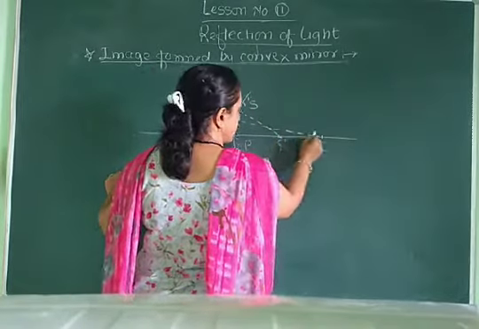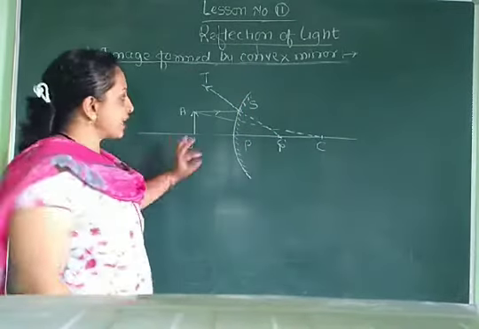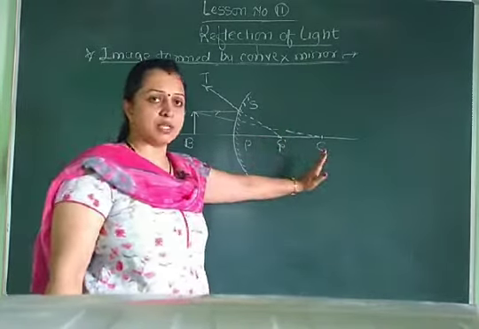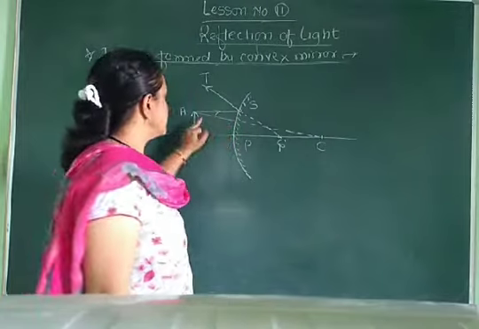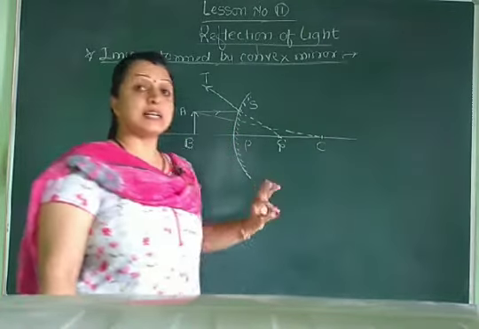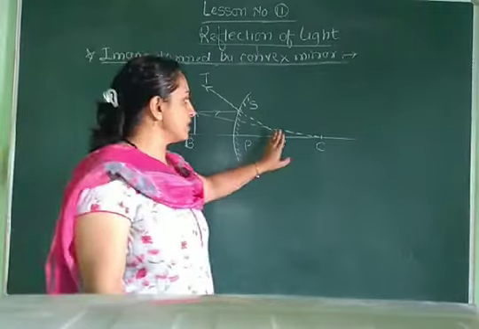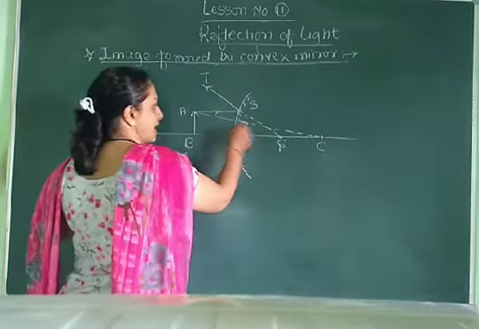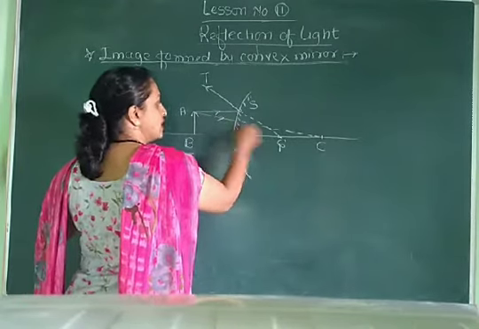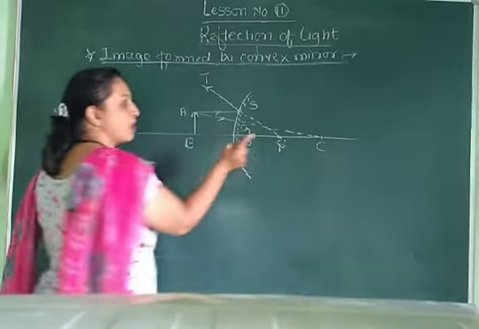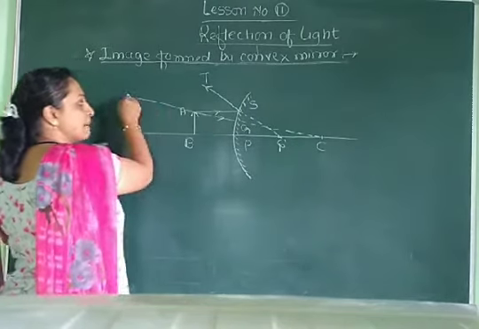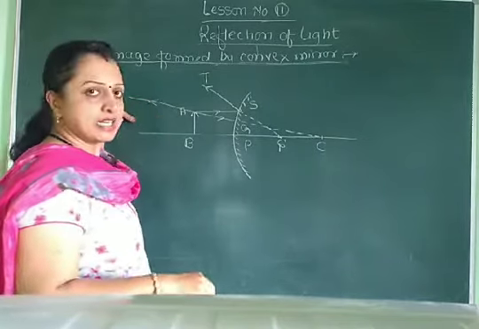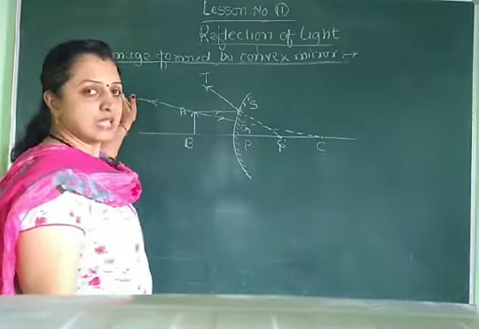Why did I draw the dotted lines here? Because actually the rays will not pass behind the mirror, but we can imagine that this incident ray is passing through the center of curvature. This is all imaginary, that's why we draw the dotted lines. Now, as this incident ray AQ is passing through the center of curvature, after reflection it will move along the same path in the backward direction. So this is the direction of that reflected ray.